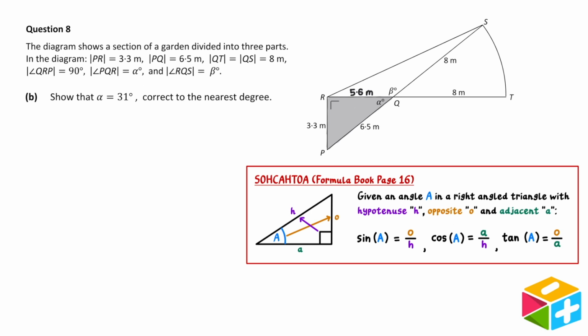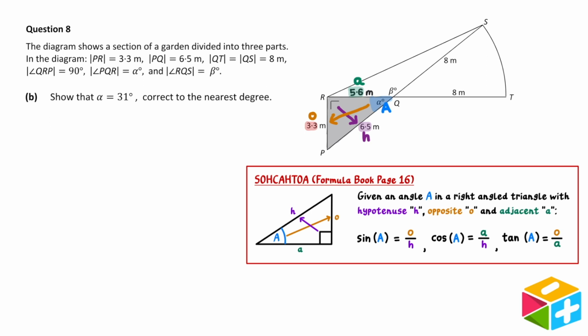To use this result, we must label our triangle appropriately. The angle we are concerned with is alpha, so let's label that with A. The hypotenuse H is the side opposite the right angle. In our triangle, that corresponds to the 6.5 meters. The opposite O is the side opposite our angle of interest. Here, that's the 3.3 meters. The adjacent A is the third side which is remaining. Here, A is equal to 5.6 meters.